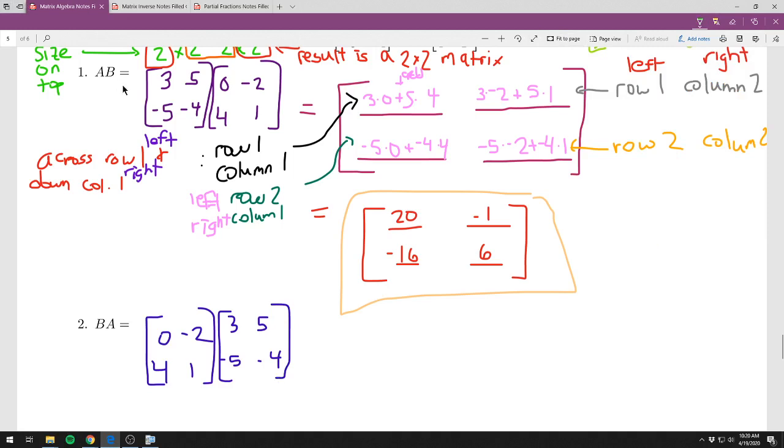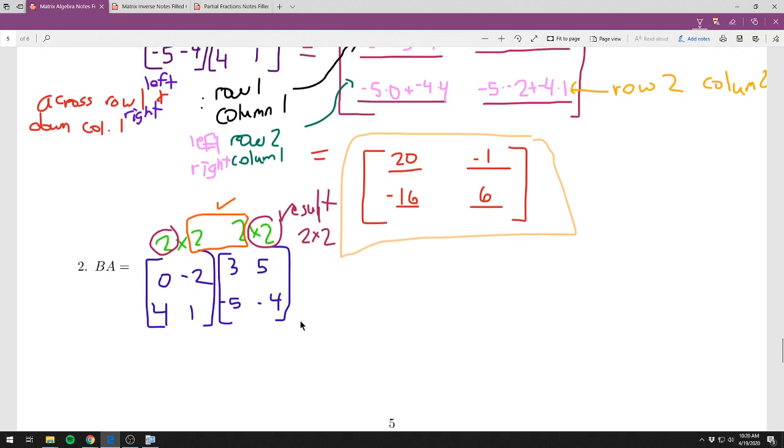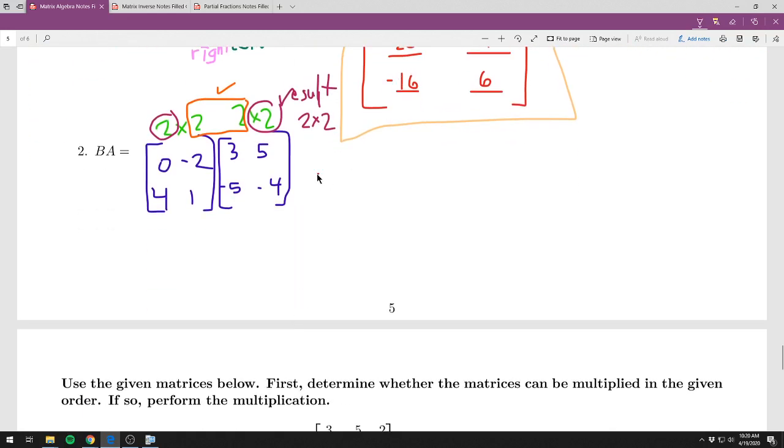Once again, just because you can do A times B won't actually mean you can do B times A. You want to check it. They're both 2 by 2 matrices here. And it's a good habit just to check them like this. The inside numbers are the same, so we can multiply. And the result is going to be a 2 by 2 matrix, the same size as before.